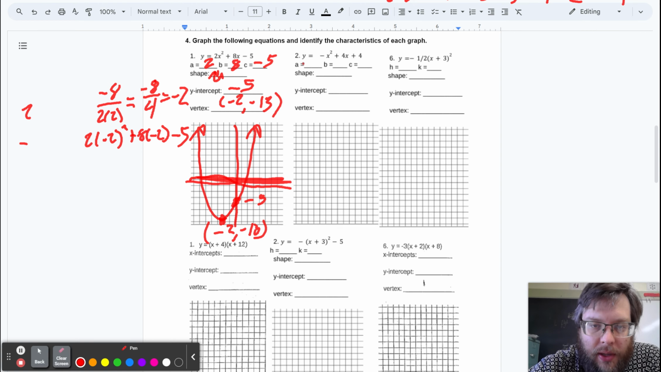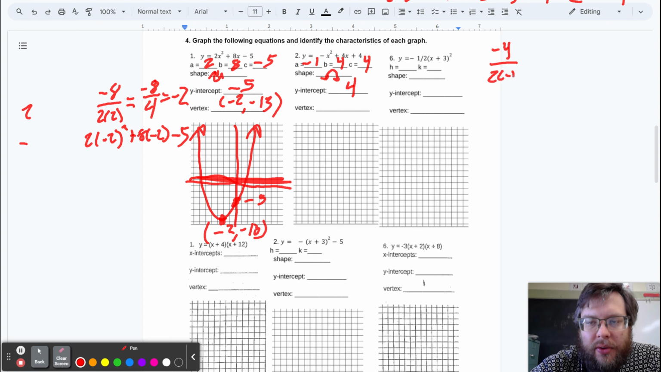All right, number 2, a equals 1, b equals 4, c equals 4, frowny face shape because the a value is negative, y-intercept is 0, 4, vertex is the opposite of b over 2a. Do the bottom first.